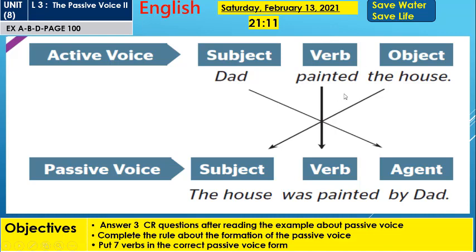The past tense, the tense of the verb, which is the past simple, is given to the auxiliary to be. زمن الفعل في المبني للمعلوم يصير زمن الفعل to be, الفعل المساعد to be, in the passive voice. The house was. And painted here is at the same time the past simple and the past participle, what you call تصريف ثالث. So the house was painted. By is optional.